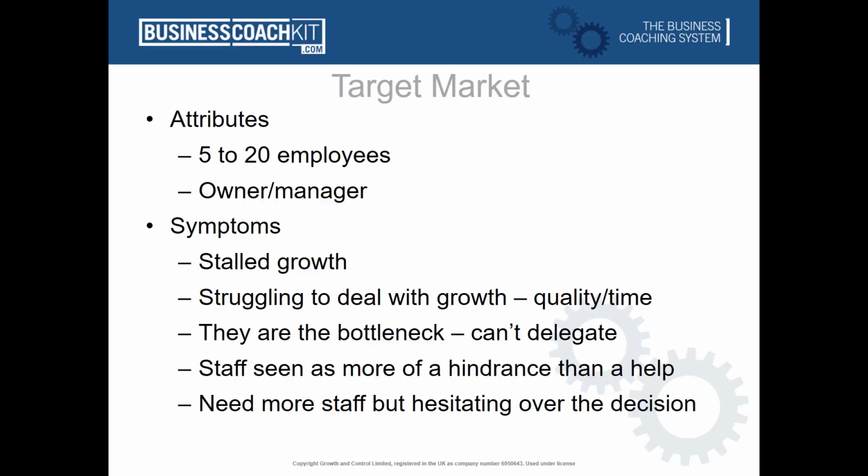So they'll be experiencing stalled growth, or they may be struggling to deal with continued growth, so that the quality of their outputs and the amount of time they're having to spend are suffering. They're turning into the bottleneck. The business owner is the bottleneck, so they don't know how to delegate work. This comes through as staff sometimes being seen as more of a hindrance than a help. Not really being accountable for results. And often they can see they need more staff to continue to grow, but they're hesitating over making that decision because more staff just seems to add to the general chaos.